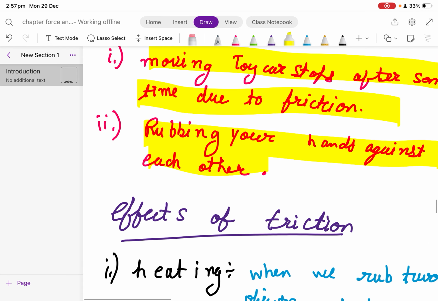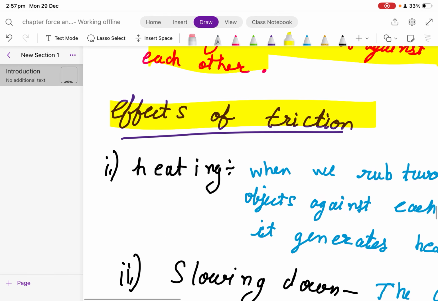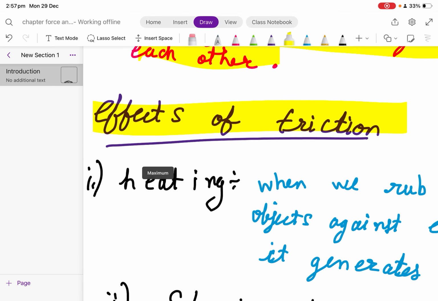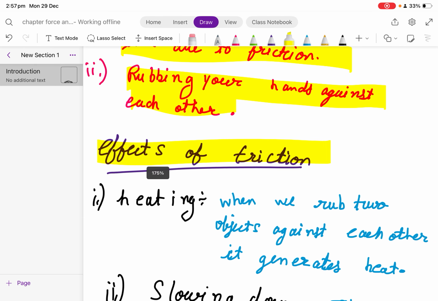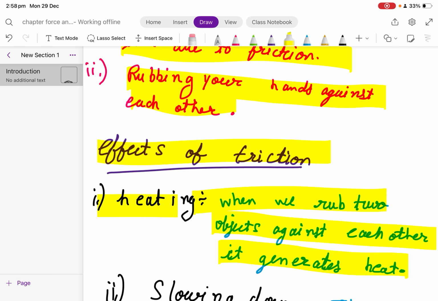Okay, now the effects of force. The first effect of force is heating. When we rub two objects against each other, it generates heat. I gave you one example before, when you rub your hands, and when a Mercedes or BMW runs on a track, the tires of the car get so hot.